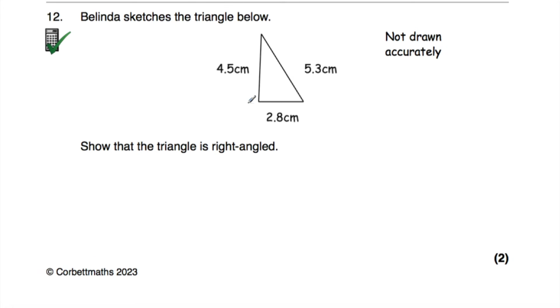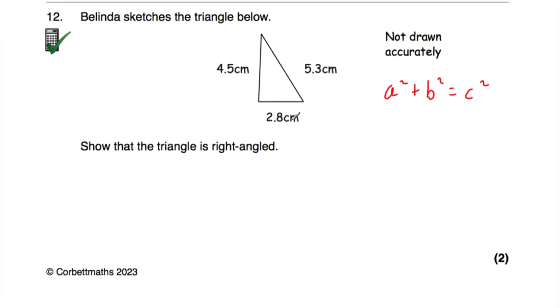And if it is a right angle triangle, Pythagoras' theorem should work. If Pythagoras' theorem doesn't work, the triangle wouldn't be right angled. So let's write down what Pythagoras' theorem is. It's a squared plus b squared equals c squared. So if we work out what a squared plus b squared is, and we work out what c squared is, if they're equal to each other, then the triangle will be right angled.